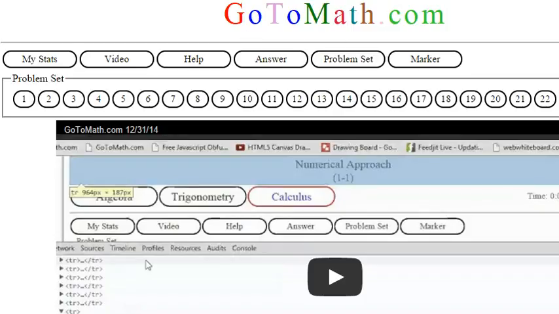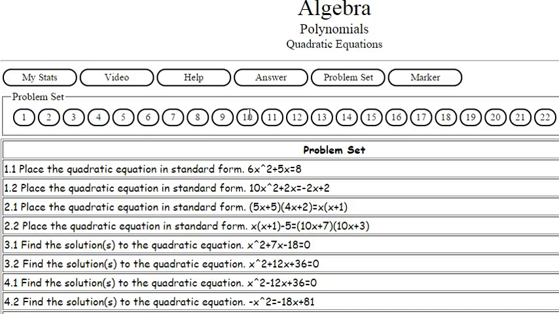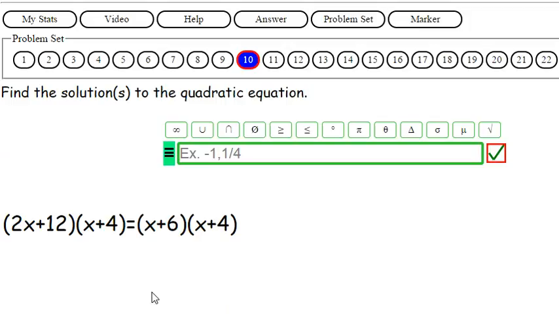Alright, we're over here, go to math.com, click on the algebra. Let's go down to 10.1.